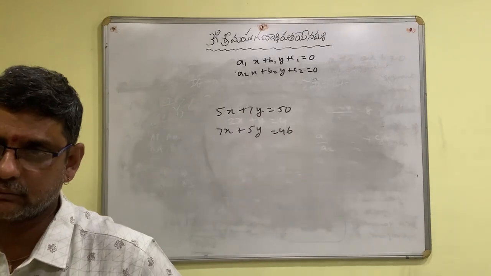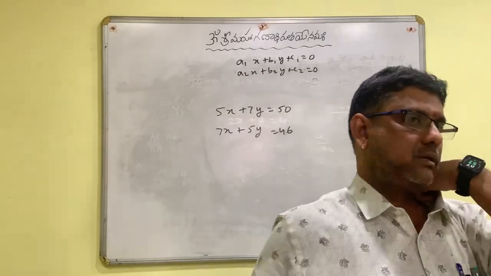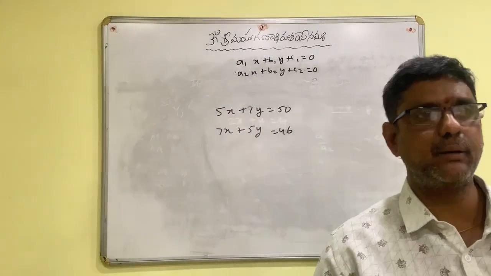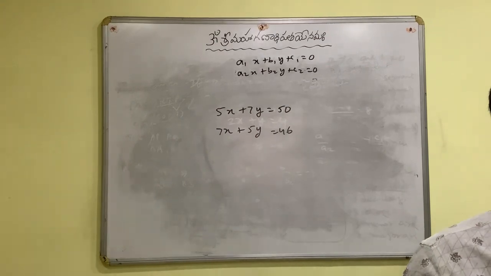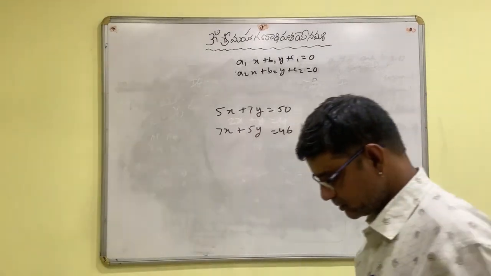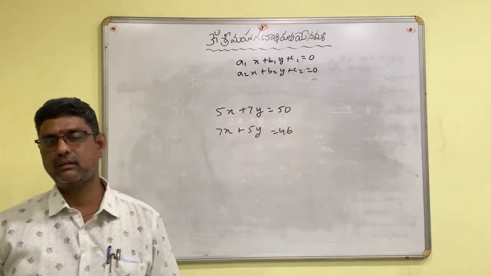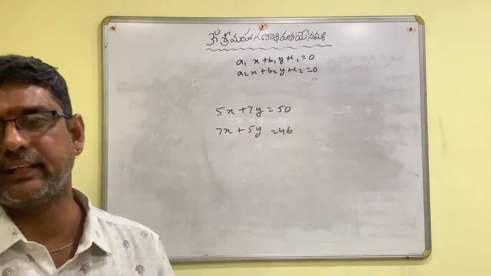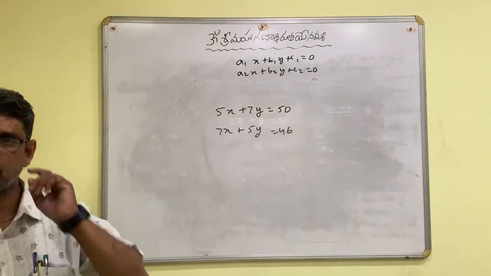Consistent, intersecting. Yes, intersecting, consistent way, correct. Lines are intersecting and the pair is consistent. A1 by A2, 5 by 7. B1 by B2, 7 by 5. So A1 by A2 is not equal to B1 by B2, so we need not check C1 by C2. No need to check it. Understand?